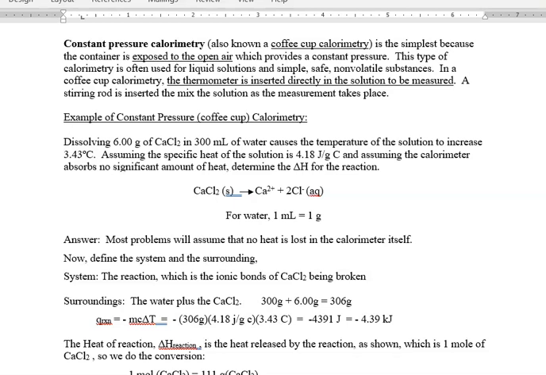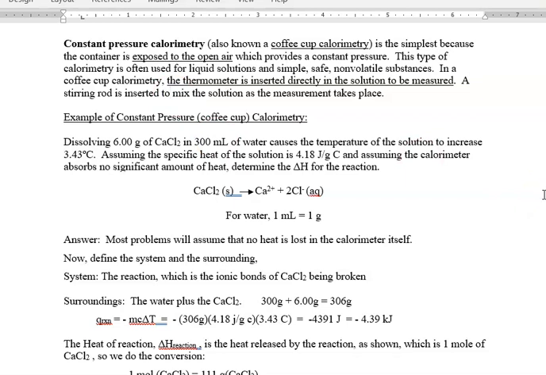In a coffee cup calorimetry, the thermometer is inserted directly into the solution, which you can think of as sodium hydroxide mixed in water, a solution of sodium hydroxide in water. Sodium hydroxide releases heat energy. A stirring rod is inserted to mix the solution as the measurement takes place.